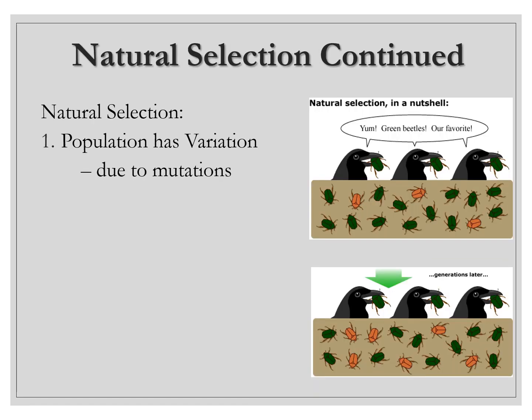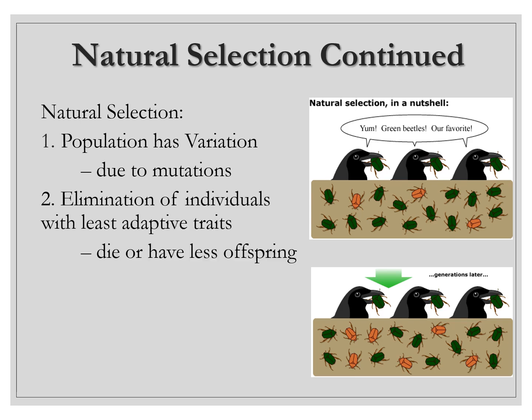So now let's look at an example of natural selection. We know that a population of individuals has variation, and this variation is due to genetic mutation. Okay, we'll talk about mutations in a little bit, but essentially that creates the variation in a population. Now, we have elimination of individuals with the least adaptive traits. So that means they die off or have less offspring.